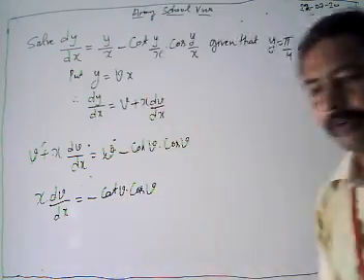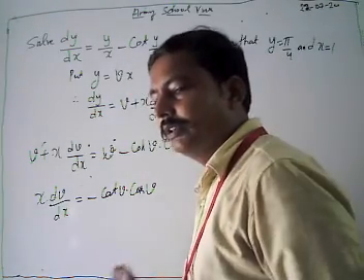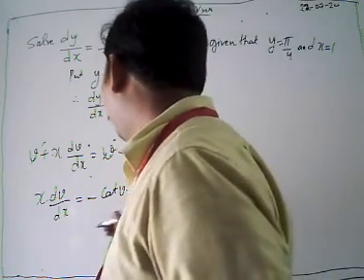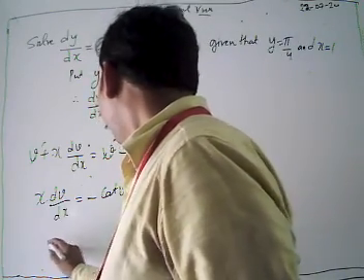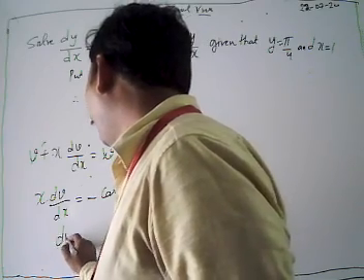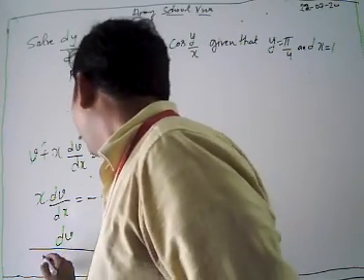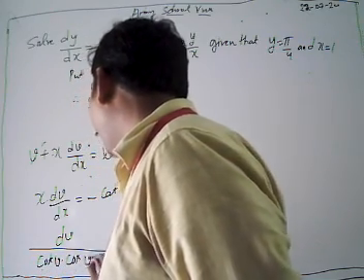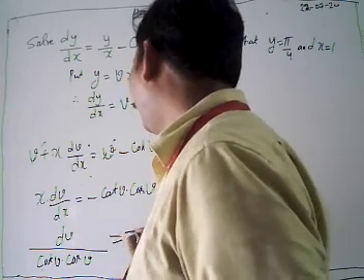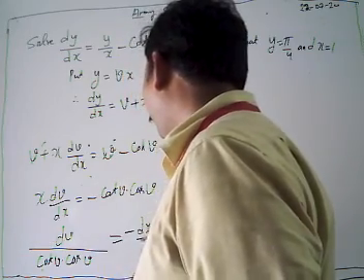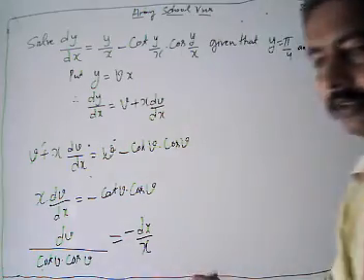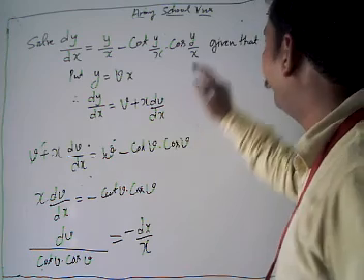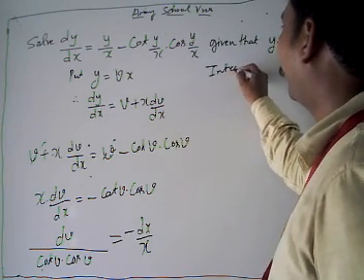Now from here we are going to separate the variables. The terms containing v go with dv. Then we have dv upon cot v into cos v equals, with a minus sign, dx by x. Now our variables are separated, so we are going to integrate both sides.